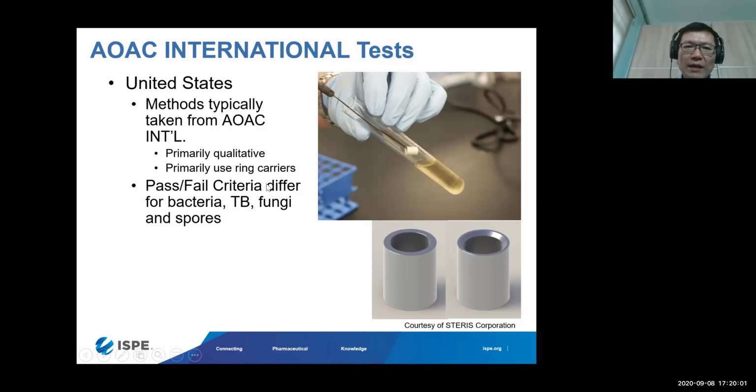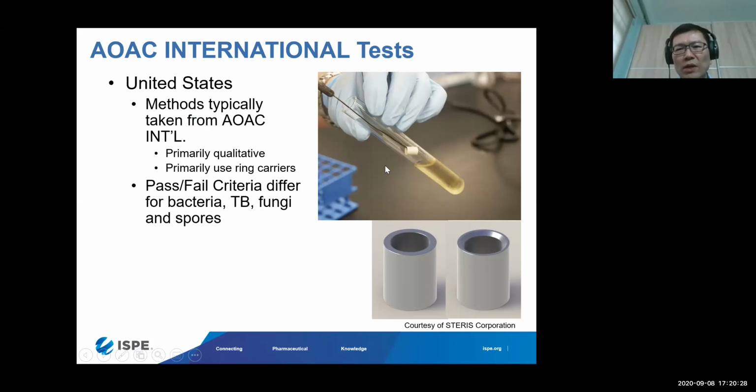So next we look briefly at the AOAC International tests. This method is primarily qualitative. It is just a pass and fail test. It is using ring carriers, sometimes called the penny cylinders. You can see that this is the stainless steel penny cylinders. The pass-fail criteria were different for bacteria, tuberculosis, fungi, and spores.